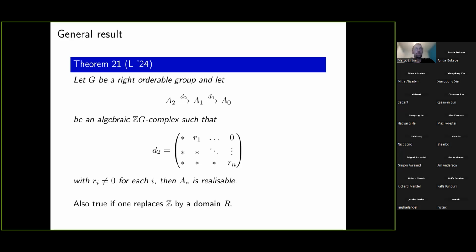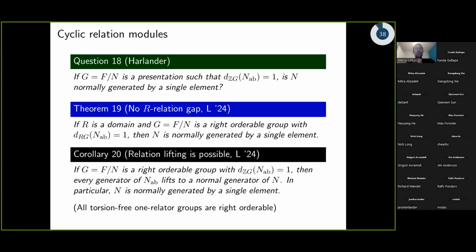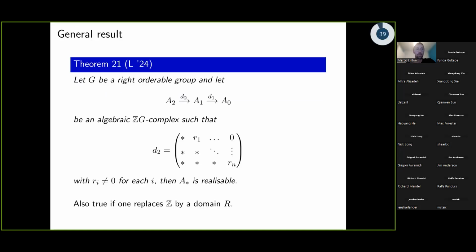And again, this is all true. Sorry, that's not quite true. It's not true if one replaces Z by a domain R, but it's almost true if you replace Z by a domain R. Almost true, in the same sense that you could almost lift relations in the R relation module in the cyclic case, but not quite up to proper powers. So there are some caveats which I forgot to mention here, but it is essentially true if you replace Z by R.